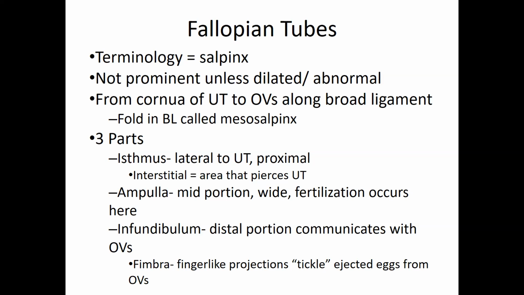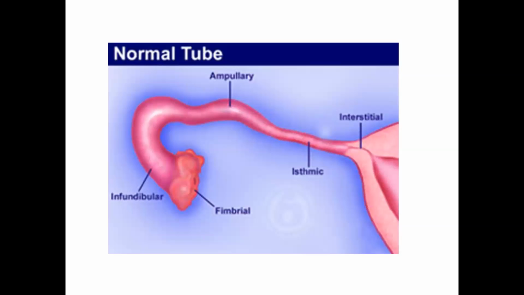So there's three major parts to them. There's the isthmus, which is right where it attaches to the uterus. The ampulla, which is basically the tube itself where fertilization occurs. And then the infundibulum. This is the one that has little fimbriae on it that communicate with the ovaries. They're like little fingers that try to suck up the eggs that are ovulating. They tickle the ejected eggs. So here's the portion that connects to the uterus. Then we have the tube itself. And then we have the fimbriae at the infundibulum, and there should be an ovary right next door to this.